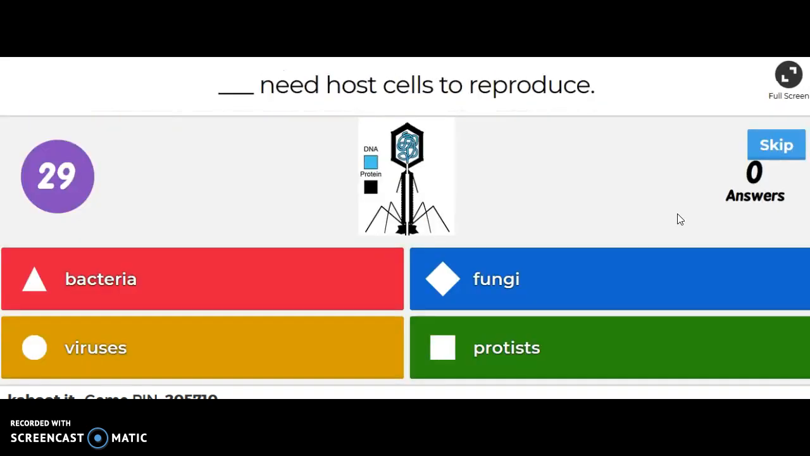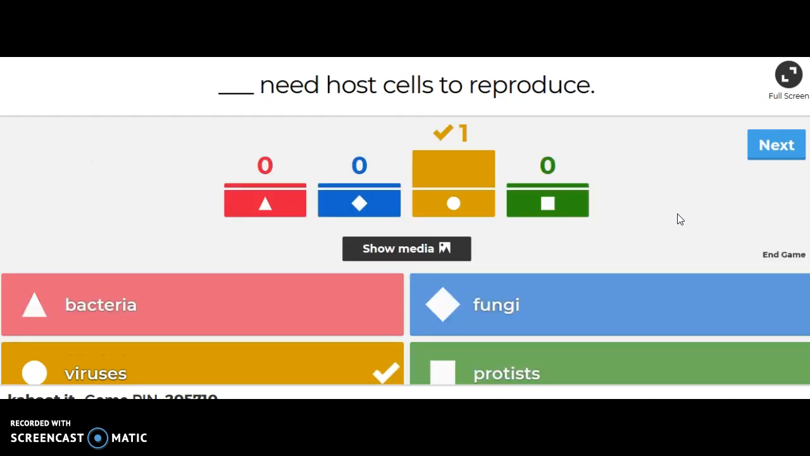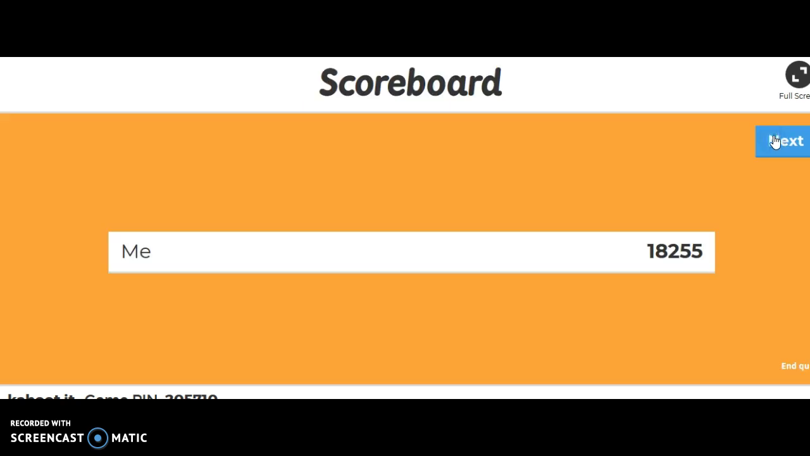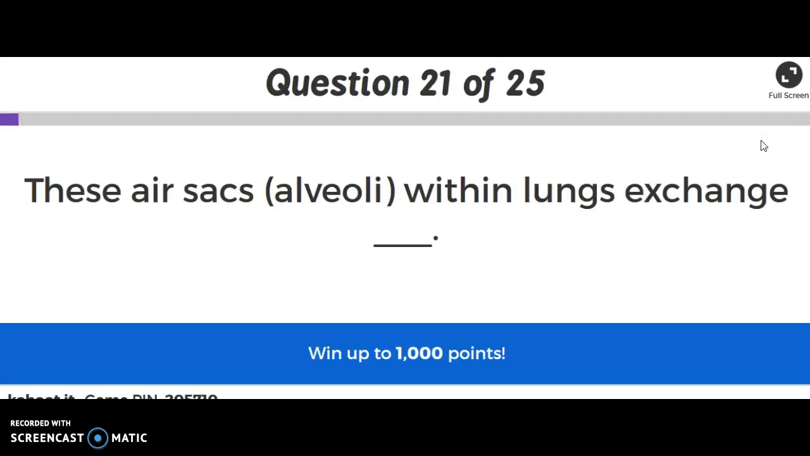Blank need host cells to reproduce. And here's an example of one of my favorites, a bacteriophage. But yes, viruses, and that's an example of a virus. Viruses cannot reproduce on their own. They need host cells to reproduce. One of the reasons they're not really considered living things.